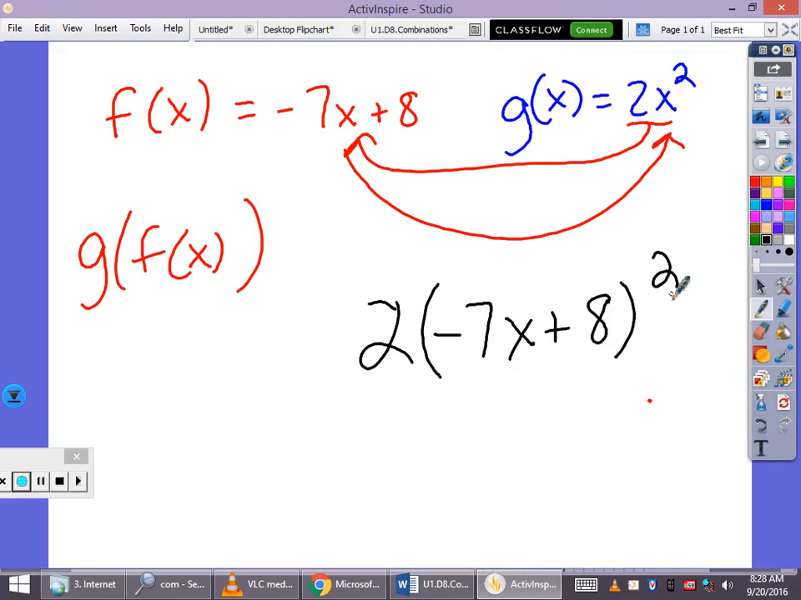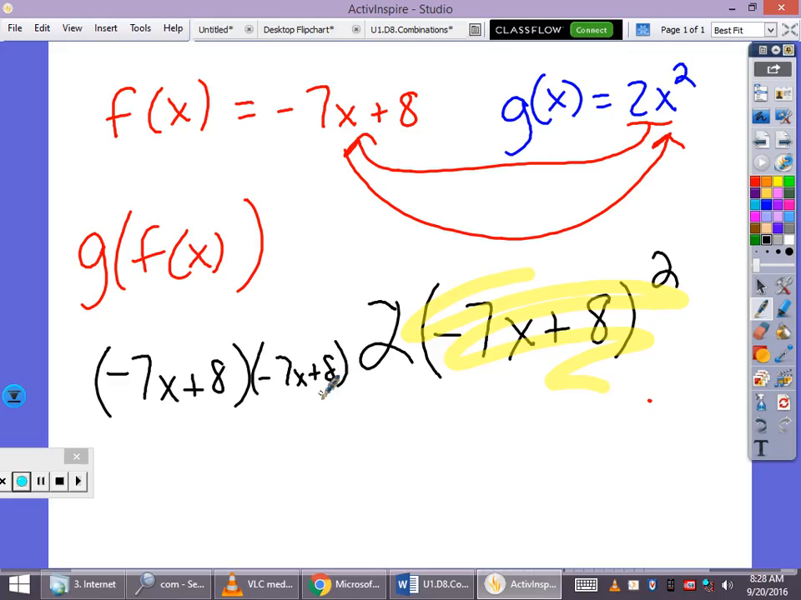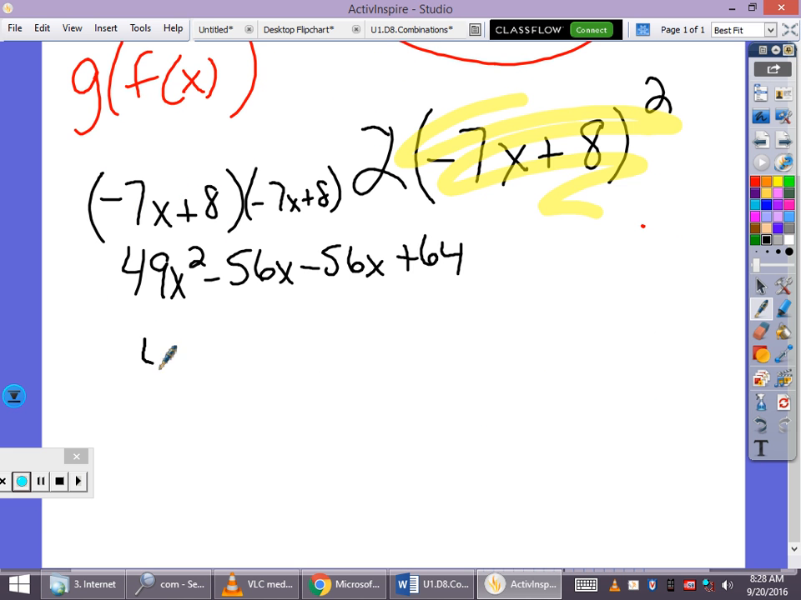So I need to take this here and I need to FOIL it. Okay? So for those of you that can't do the shortcut, you want to write it out. Negative 7x plus 8 times negative 7x plus 8. So 49x squared minus 56x minus 56x plus 64, which gives me 49x squared minus 112x plus 64.